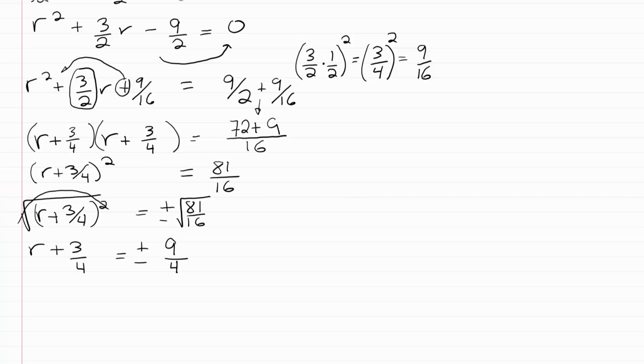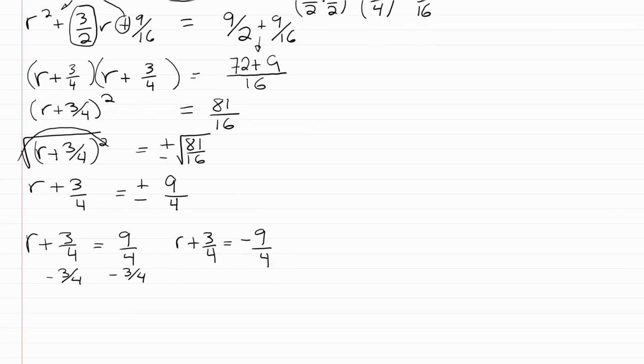Then we just split this up into two equations and we solve. So r plus 3/4 is equal to 9/4, and r plus 3/4 is equal to negative 9/4. So if I subtract 3/4 from both sides, we end up getting just r on the left, and then of course 9/4 minus 3/4 is equal to 6/4, which can be reduced as 3/2.